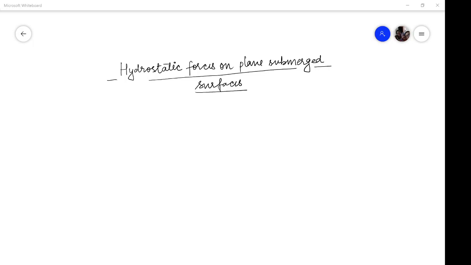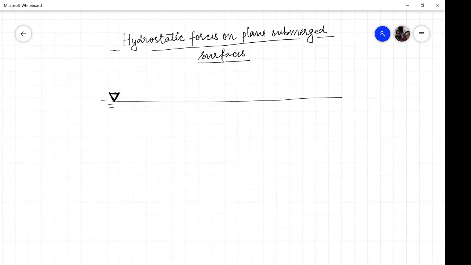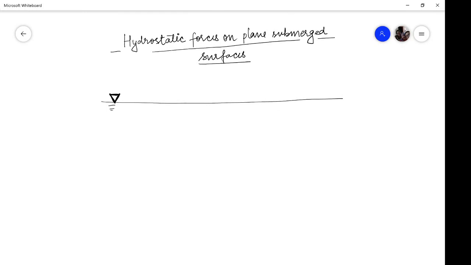In this particular lecture, we will be discussing the hydrostatic forces which are acting on plane submerged surfaces. So, let us consider the free surface of water. Within the water, there is a plane surface. That means a surface on which if we draw a number of normals at different points, then all the normals will be parallel.